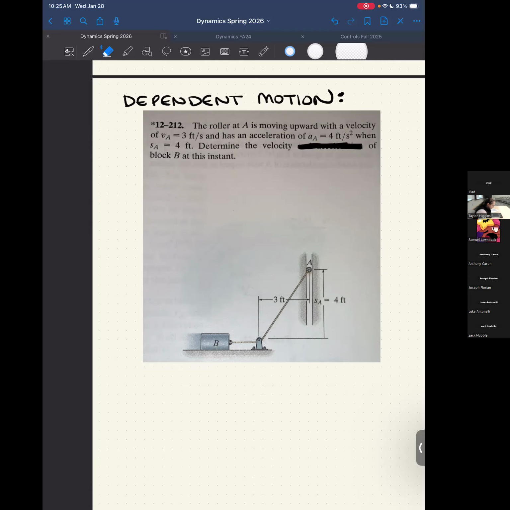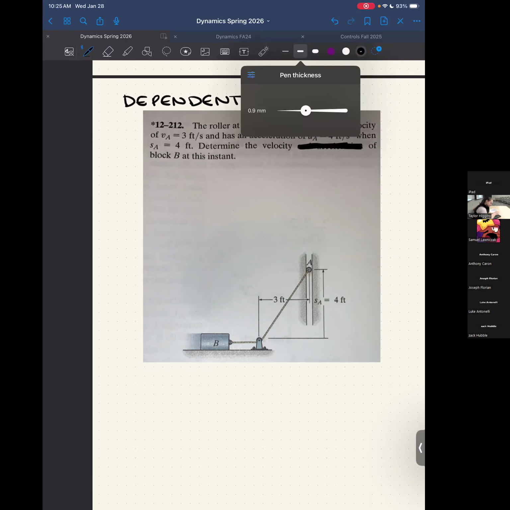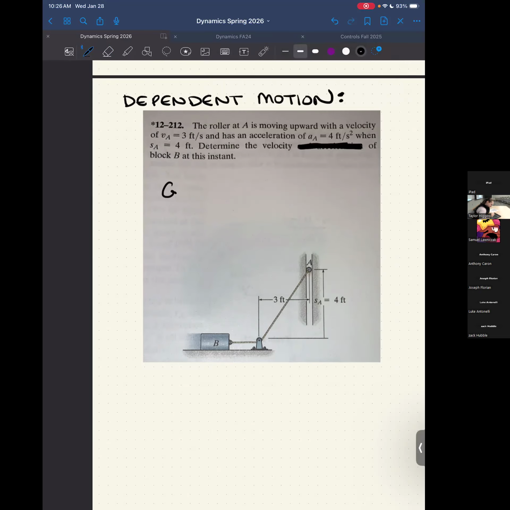So roller A is moving up with a velocity of VA equals 3 feet per second and has an acceleration of A equals 4 feet per second squared when SA is equal to 4 feet. Determine the velocity of block B at this instant. Let's work through writing down my given and my find. What am I given? What should I write down here?